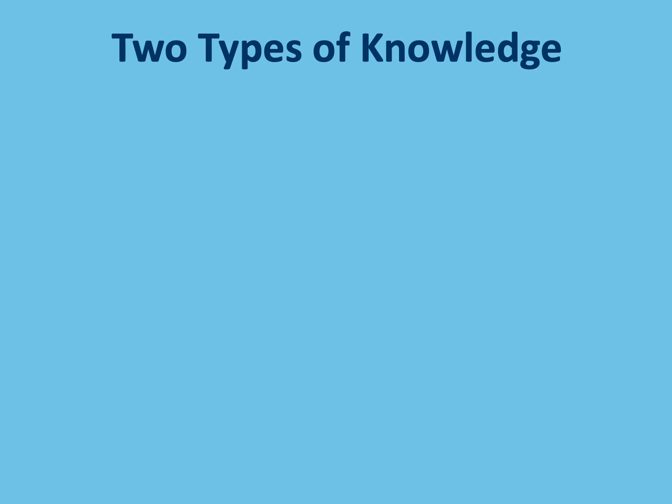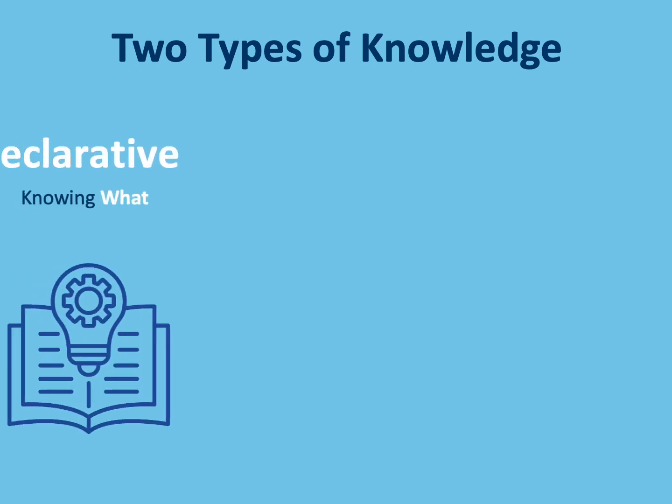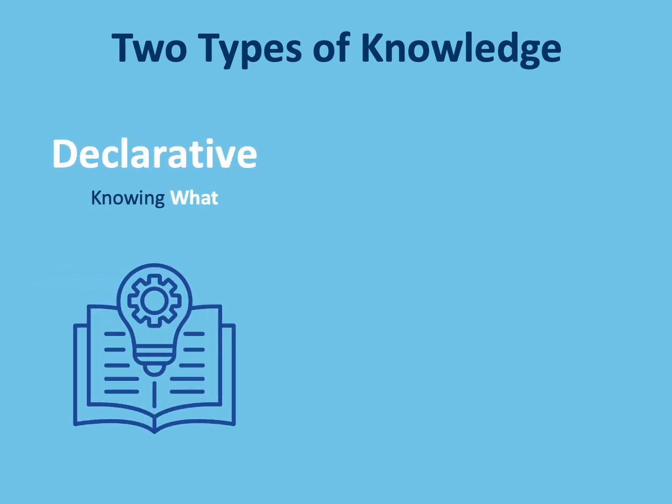We split this into two different types of knowledge. One type of knowledge we talk about is declarative knowledge. We call that knowing what. How well, when students were assessed, could they remember the details of what they've been taught?